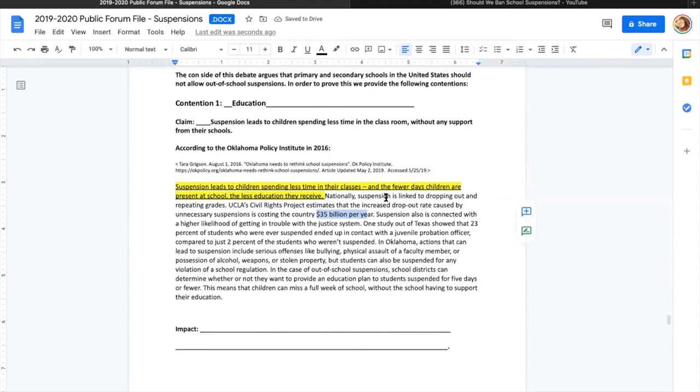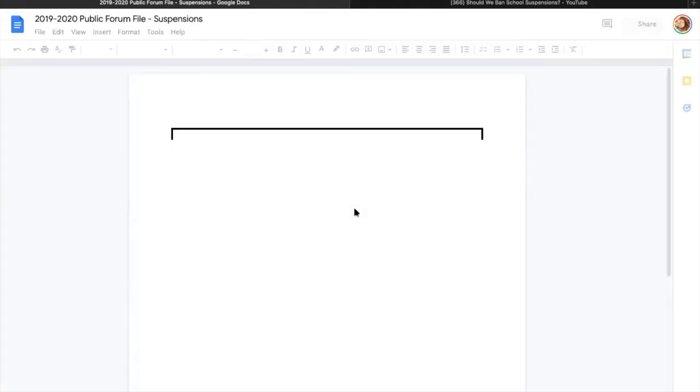So it says that, yeah, and then increased dropout rates. So underline, and then increased dropout rates. Boom. Cost of country.